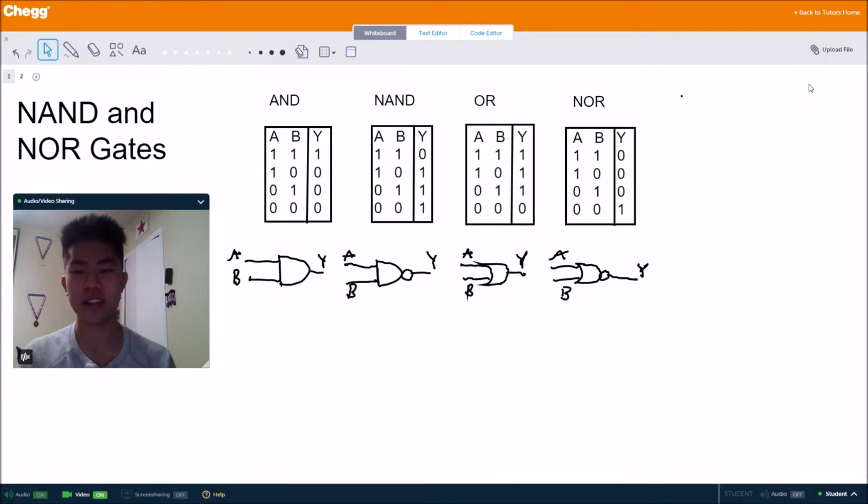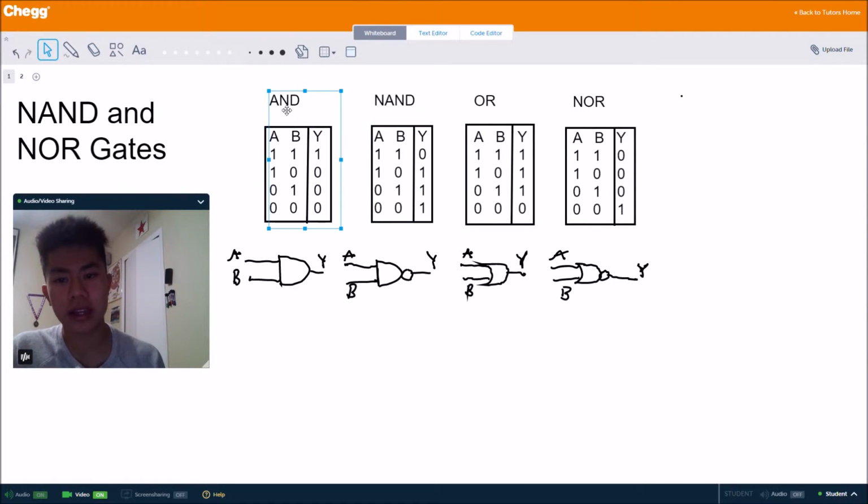I'm a tutor here at Chegg, and today I'm going to be talking about the NAND and NOR logic gates. Before I start talking about the NAND and NOR logic gates, it's important to know what the AND and OR logic gates are, because after all, they are the fundamentals of digital logic. And the NAND and the NOR gates are simply created from the AND and OR gates.